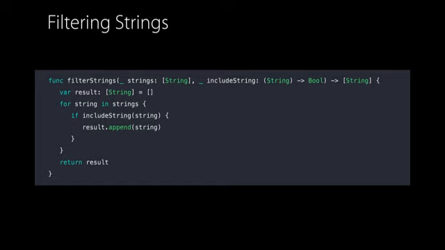Now, if you want a filter function that works for other kinds of types, you could repeat this process over and over and over again for each kind of type. But this would obviously get boring pretty quickly. So instead, you can write one function that works with arrays of any kind of type. This is called a generic function. So let's look at how you write one.